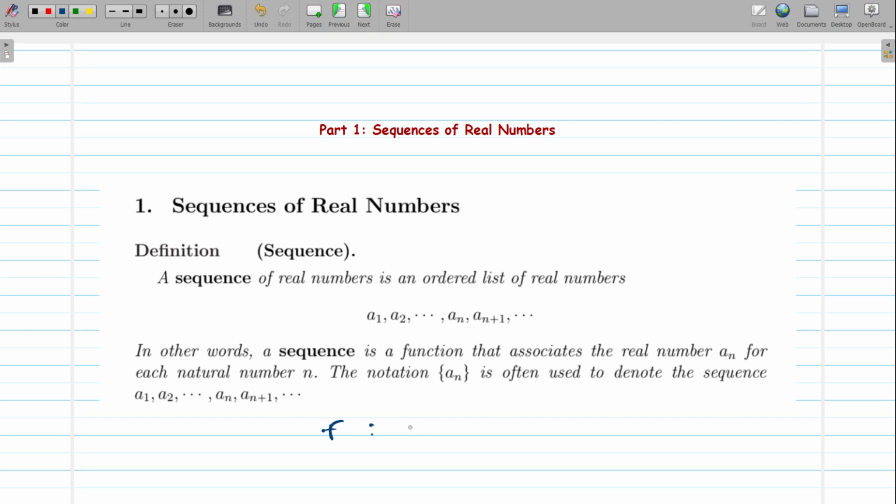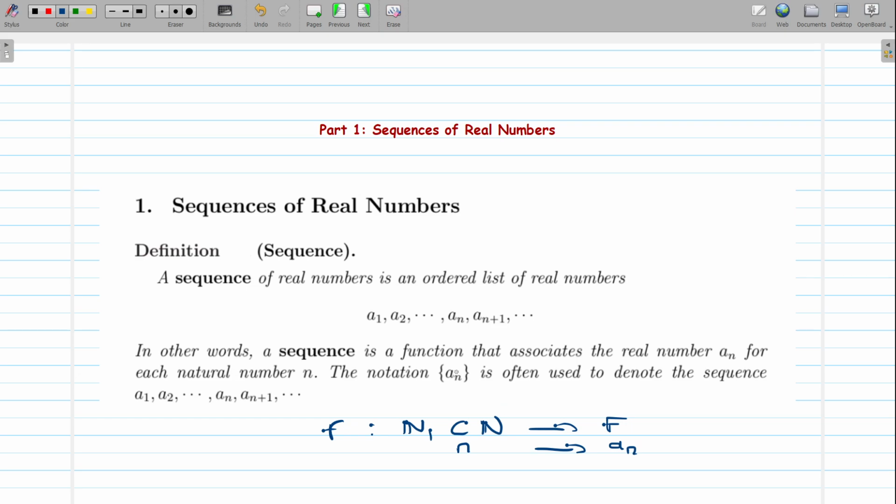A numerical sequence is a mapping from some subset of the set of natural numbers into some field that we are calling F, right? And then what this does is it associates to every natural number n some real number, some number a sub n, like so. So this is what the definition is saying. This is what a numerical sequence is.